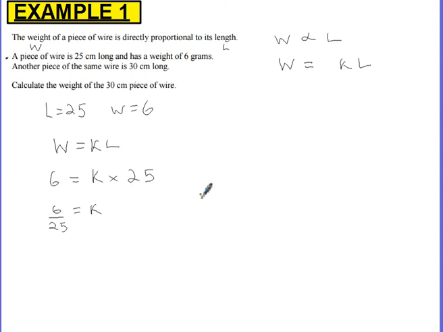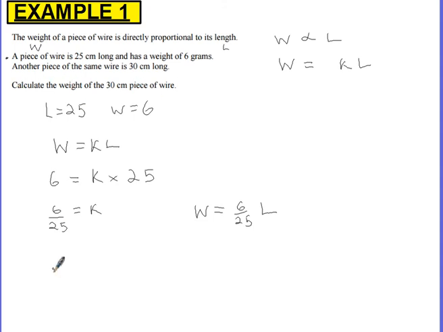What that means is that our formula linking W and L, the weight and the length, can be written as W equals 6/25 L. So for every single question on direct or inverse proportion, you need to do that first part, which is simply to establish what the equation is. Often there is a second part of the question, which is to use that formula.